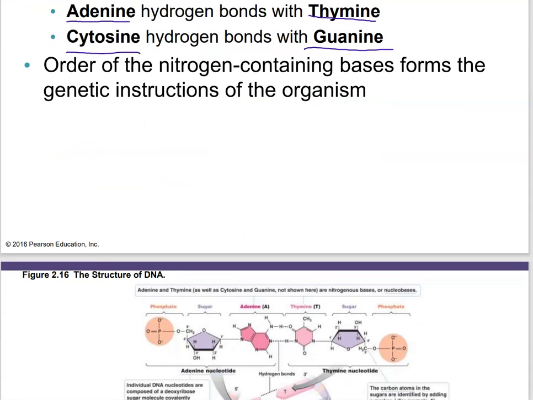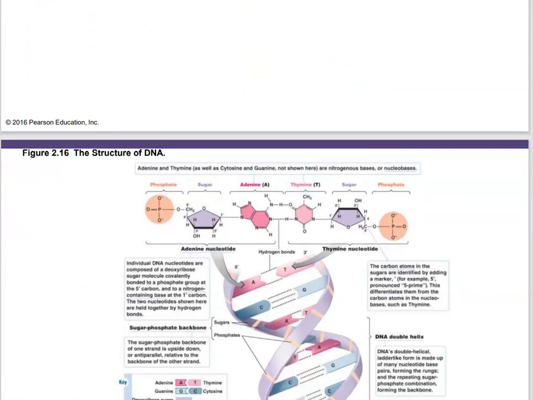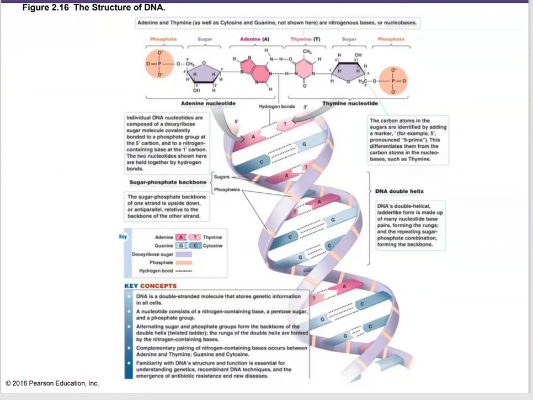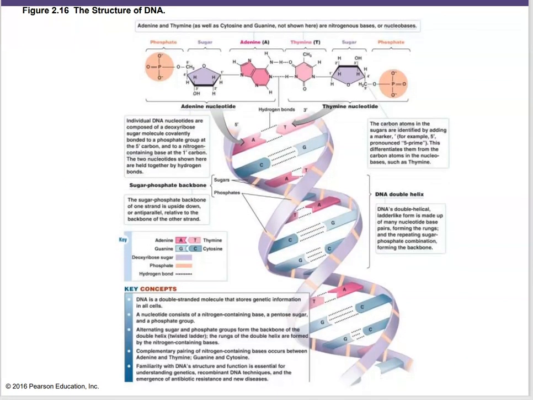And that's of course the sequence of the DNA. That is your genetics. That spells out all the proteins that you can make for that organism. So that's your genes and your genetic heritage.